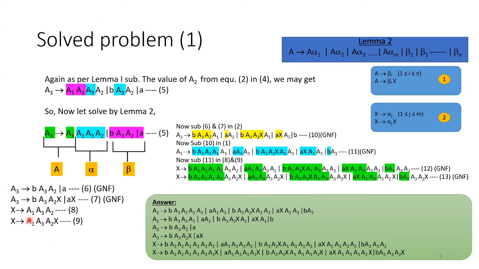Even though this is a new substitution, it has to be in a GNF form. So its leftmost non-terminal is A1. Now A1 is GNF. Simply substitute the value of 11 in 8 and 9. That is, it has to be followed by A3, A2 and A3, A2X. So this X grammar has also now become GNF.